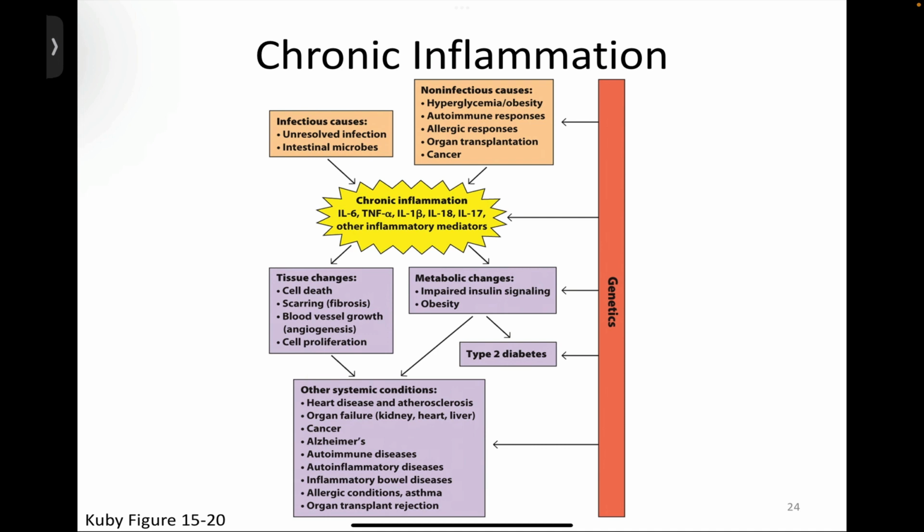And what we can see is that chronic inflammation will start to lead to things like death of different cells in some tissues, will lead to scarring as part of that wound healing response, will lead to weird blood vessel growth, will lead to those metabolic changes, might lead to obesity, and eventually could influence things like give people type 2 diabetes, heart disease, atherosclerosis, organ failure, cancer, Alzheimer's, autoimmune disease, autoinflammatory disease, inflammatory bowel disease, asthma, transplant rejection. I could go on and on and on. Basically, a lot of diseases can be tied back to chronic inflammation.